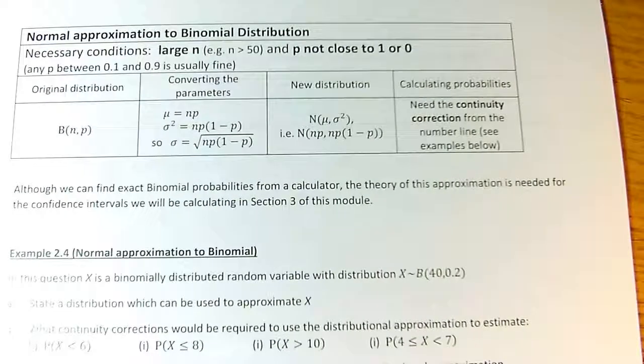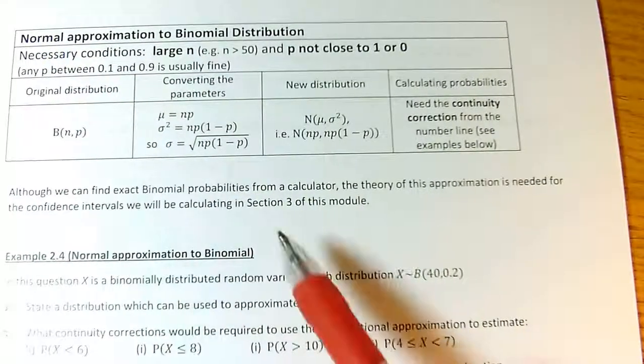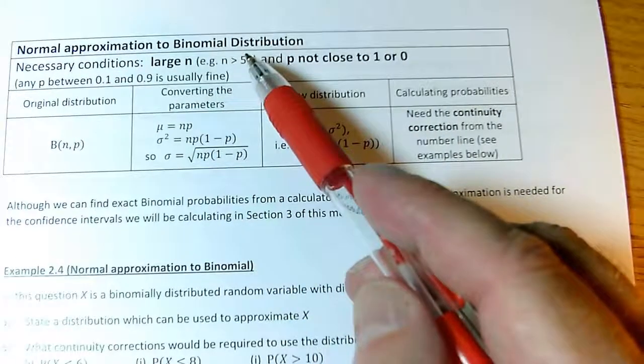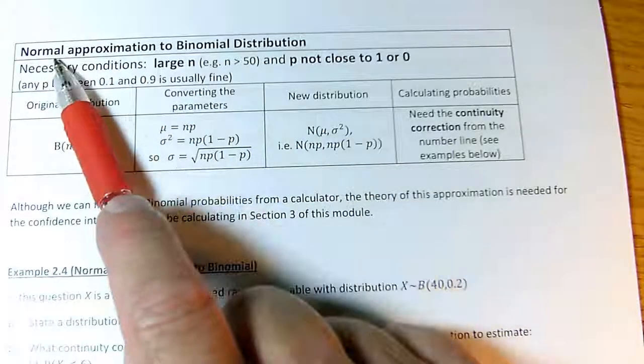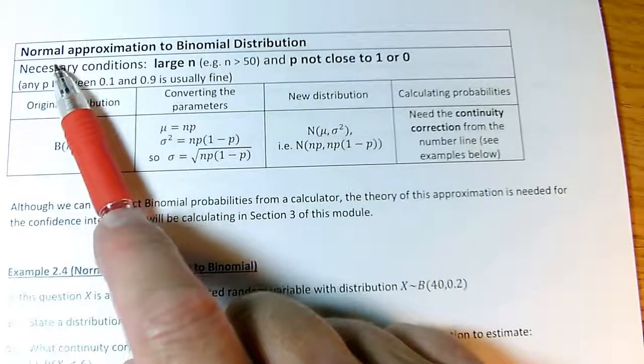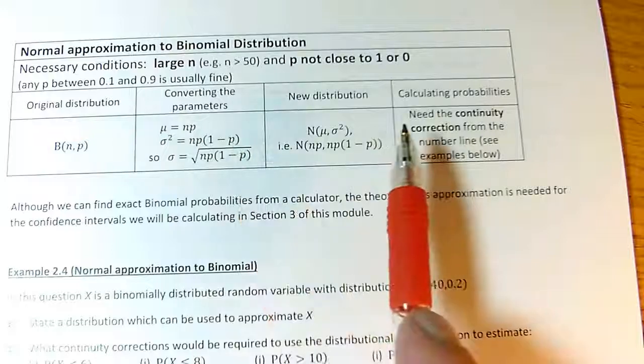Okay, we're moving on to a new kind of approximation. This is where the situation calls for a binomial distribution, but instead of using a Poisson approximation, we're going to use a normal distribution. Now this will have been explained in class why this works, but all the theory we need is in this box.